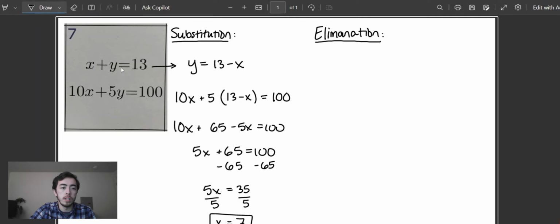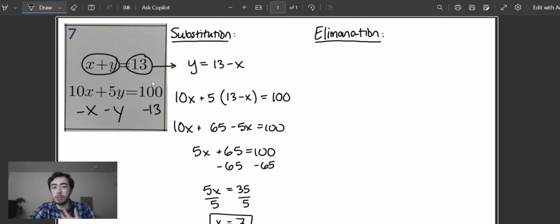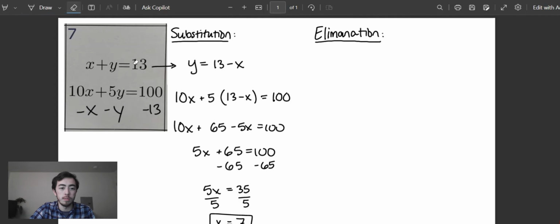Here, I also want to eliminate these y's, and my strategy instead will be adding or subtracting these equations from each other. If I just tried it right now and I subtracted, say I take this whole equation, I could subtract an x and subtract an x and subtract a 13. And I'm allowed to do this because x plus y is the same as 13. So if I take away an x and a y, I could also equivalently take away a 13.